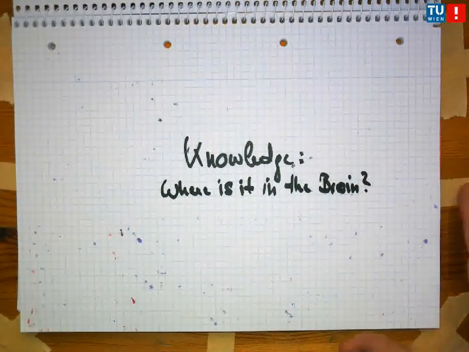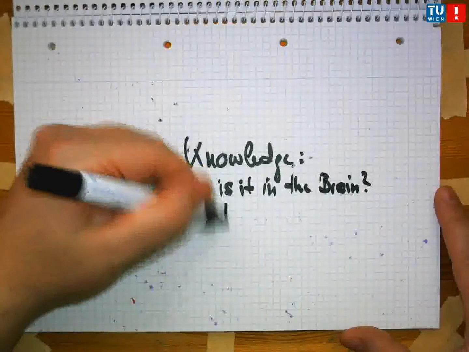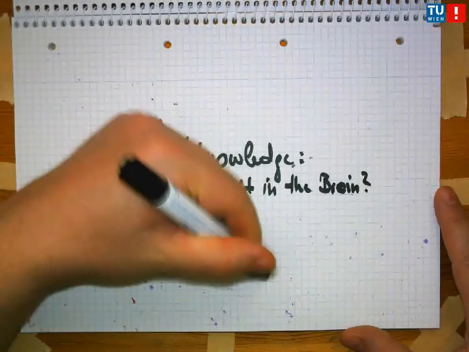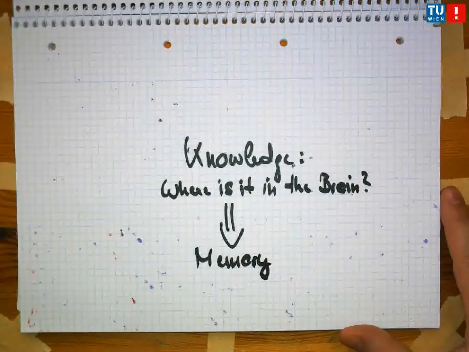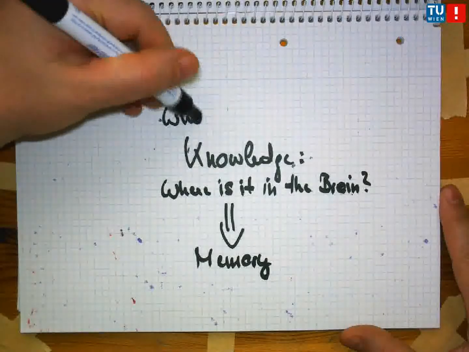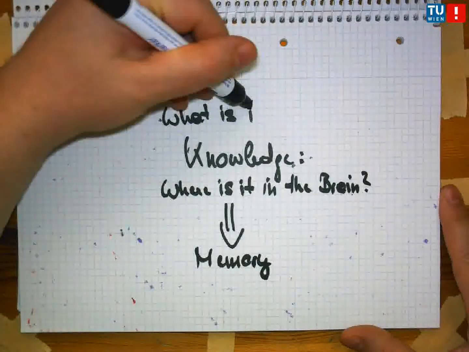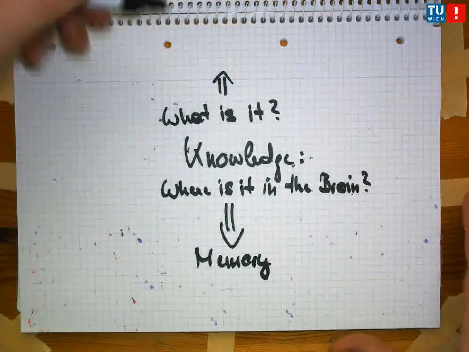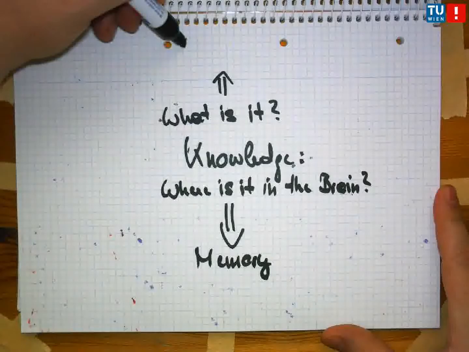That is something we are going to deal with, going towards memory patterns or forms of memory. And the second question that we have to ask ourselves, what is it? That goes to the world of so-called concept theories.